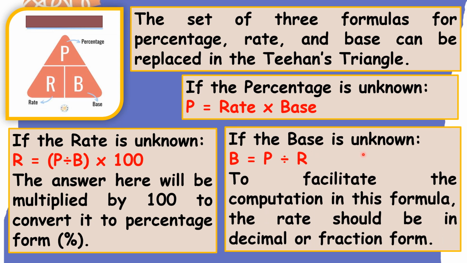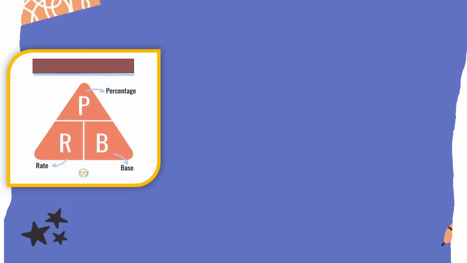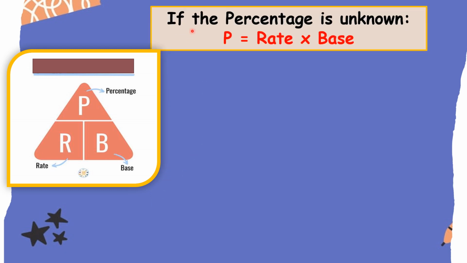If the base is unknown, we're going to use the formula B equals P divided by R. To facilitate the computation in this formula, the rate should be in decimal or fraction form. Let's have our example. If the percentage is unknown, we are going to use the formula percentage equals rate times base.